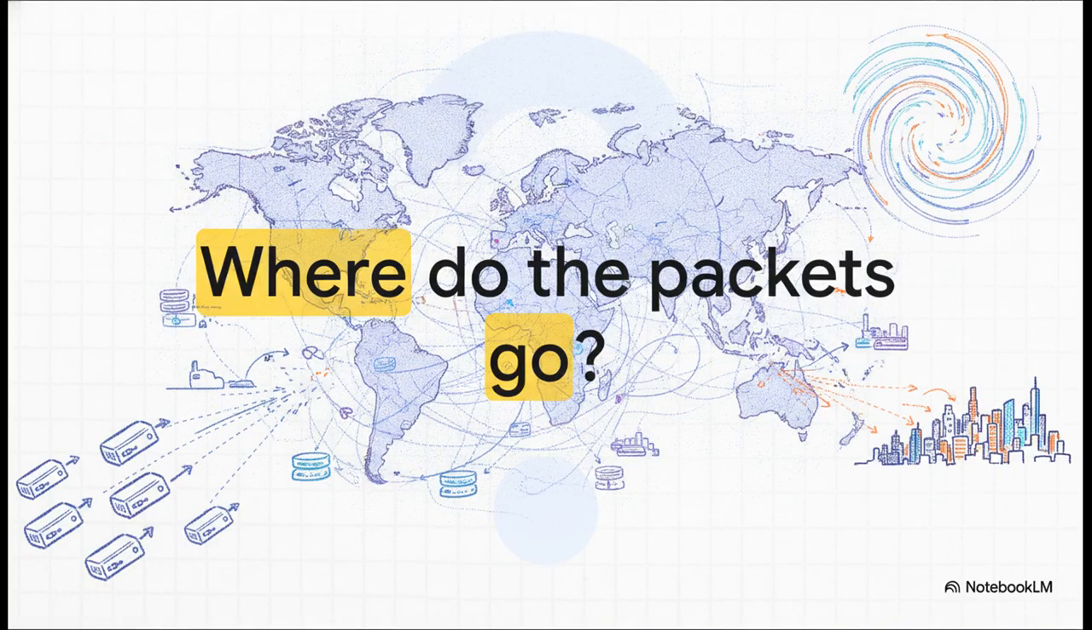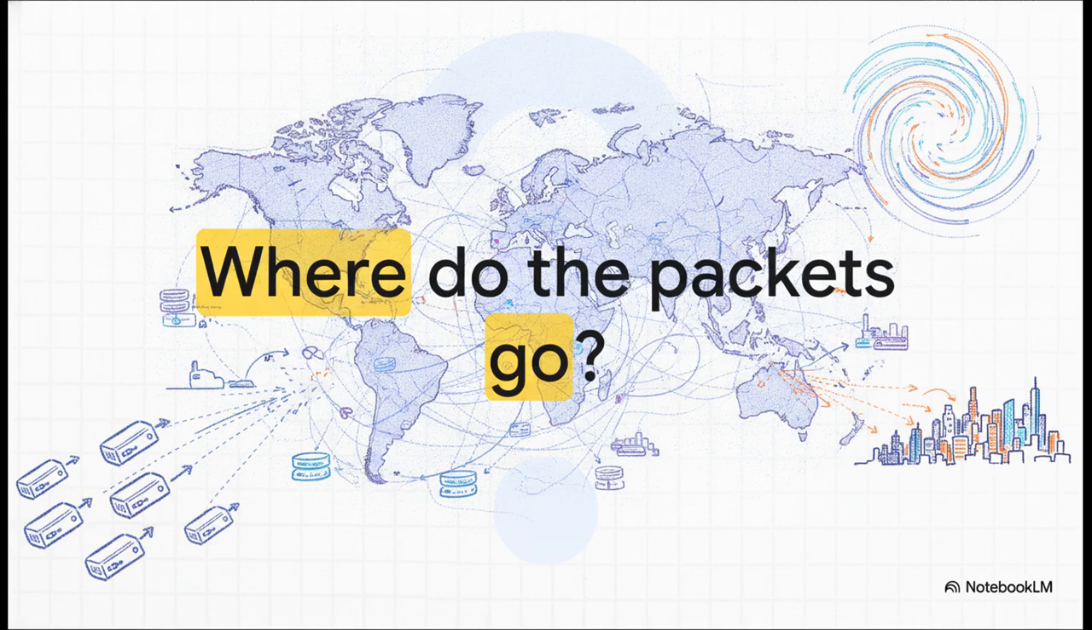Okay, so our data has been perfectly broken down. The packets are completely standardized, they're loaded with their destination addresses, and they are ready to move. But where do they actually go? How do they find their way through the massive, chaotic web of global infrastructure?